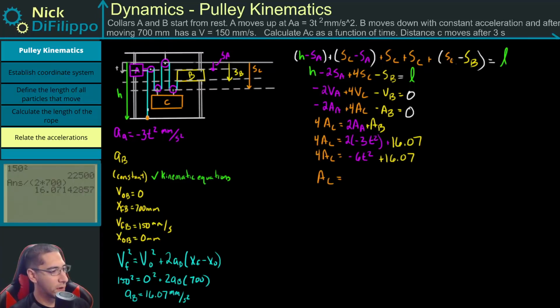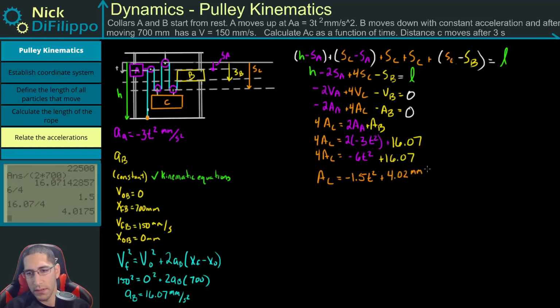6 divided by 4, so minus 1.5. I'm going to just write this because it's the acceleration of C: minus 1.5 t squared plus 16.07 divided by 4. And this is 4.02 plus 4.02 millimeters per second squared. And this is the first answer. So this is part A. What is this acceleration?